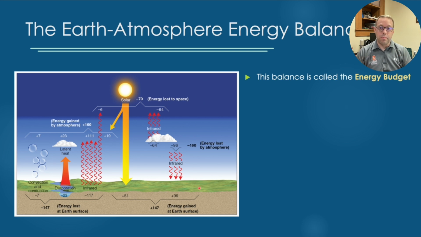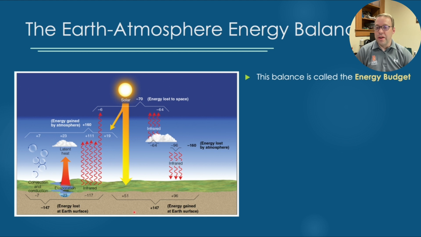So how do we balance that? Well, over here, the atmosphere is also absorbing 111 units that's coming from the Earth's surface. And it's also absorbing 19 units from the sun. 111 plus 19, that's 130. So we're absorbing 130, but we're losing 160. That gives us a deficit of 30 units.